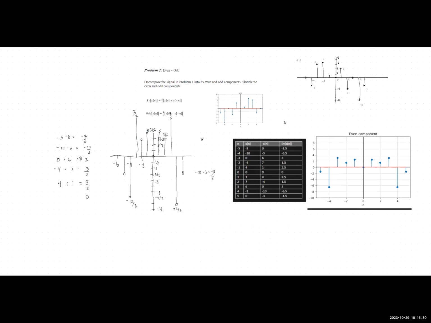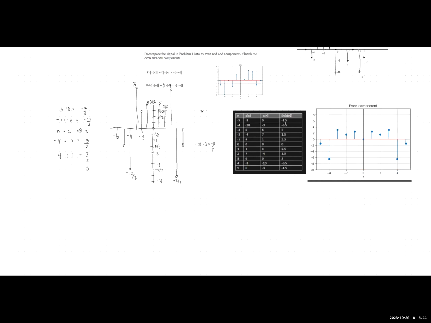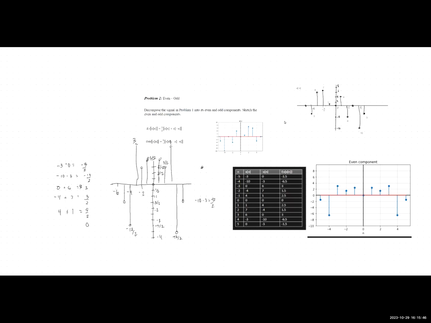So that's a third sanity check that you guys can do if you have time on the test. But actually across the vertical or across the origin, that's definitely a super quick check. So, all right, let's move on to the third question.